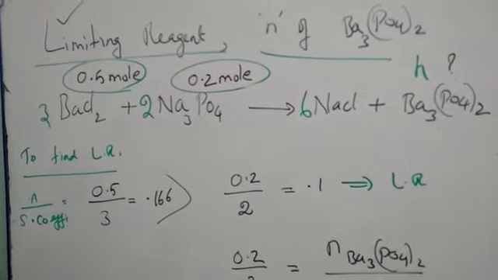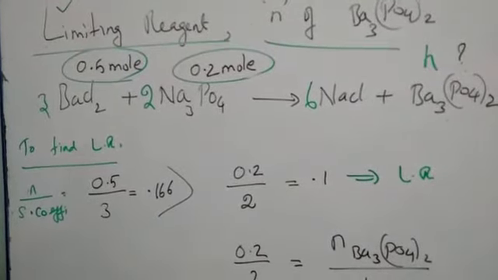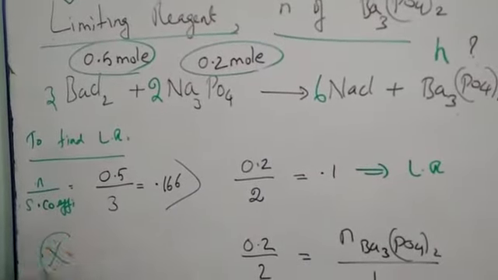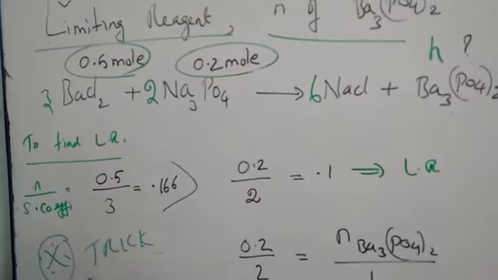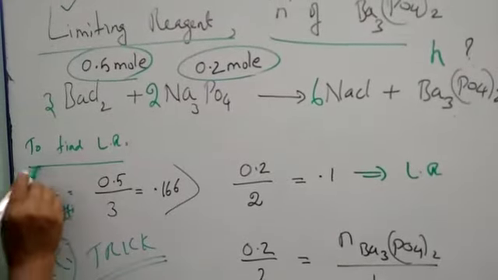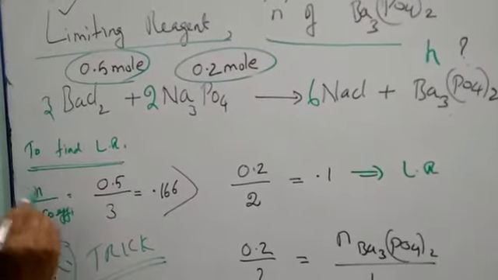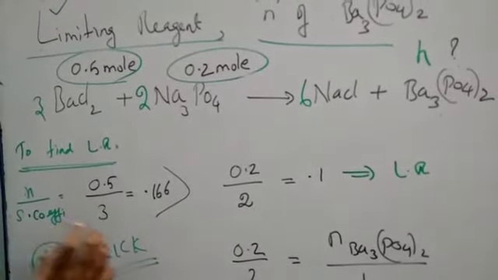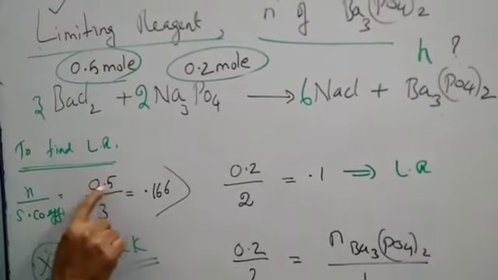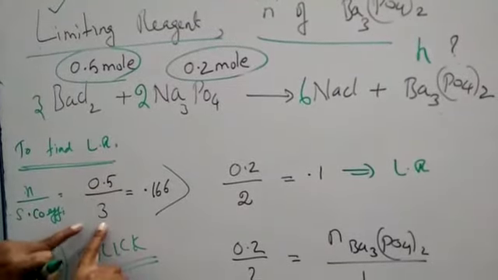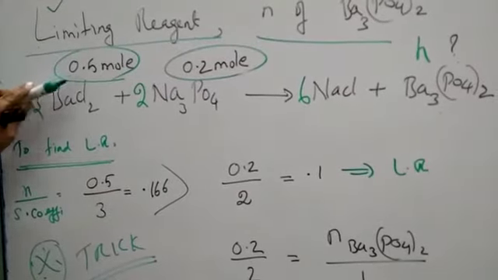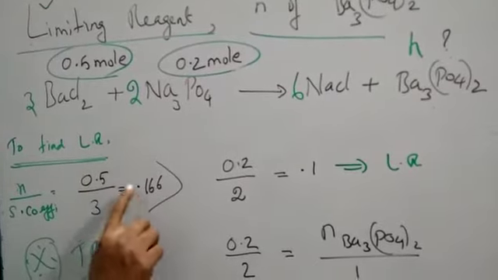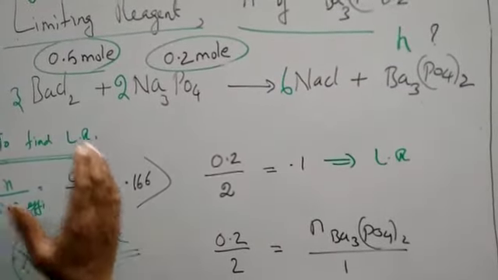Now I am giving one short trick to find the limiting reagent. This is a very important trick to calculate the limiting reagent. What is written here is n by stoichiometric coefficient. So first for barium chloride, number of moles divided by coefficient. The number of moles given is 0.5, its stoichiometric coefficient is 3. This one we get a value of 0.166. I am keeping it as it is.